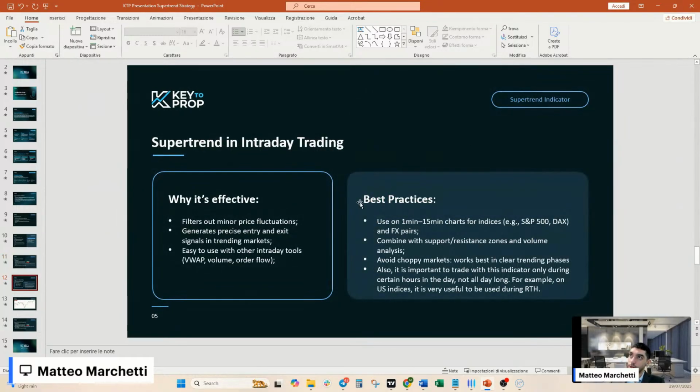So here you can find some of the best practices we use to implement these strategies. Of course, this is an intraday trading strategy. You can also use the super trend to trade on daily charts, 4-hour charts, or 1-hour charts, but we prefer to use it from an intraday perspective. So we use it on 1-minute to 15-minute time frame charts for indices and FX pairs.